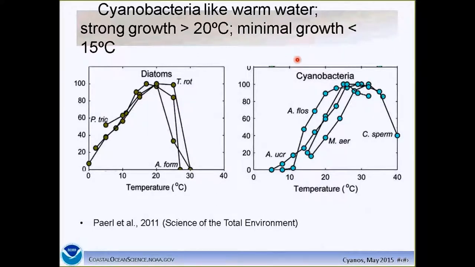The other part is they like the water warm. If we look at the diatoms, for example, optimal growth is somewhere below 25, typically below 20 degrees centigrade, 68 degrees Fahrenheit, and the cyanos are generally not happy at those low temperatures. They really don't start growing until you're above 20 degrees C, and they can clearly do very well. They're doing very well at up to 30 degrees. So they are very much oriented towards the warm temperature, these types of cyanobacteria. And examples here are Microcystis, Cylindrospermopsis, and Anabaena as well.